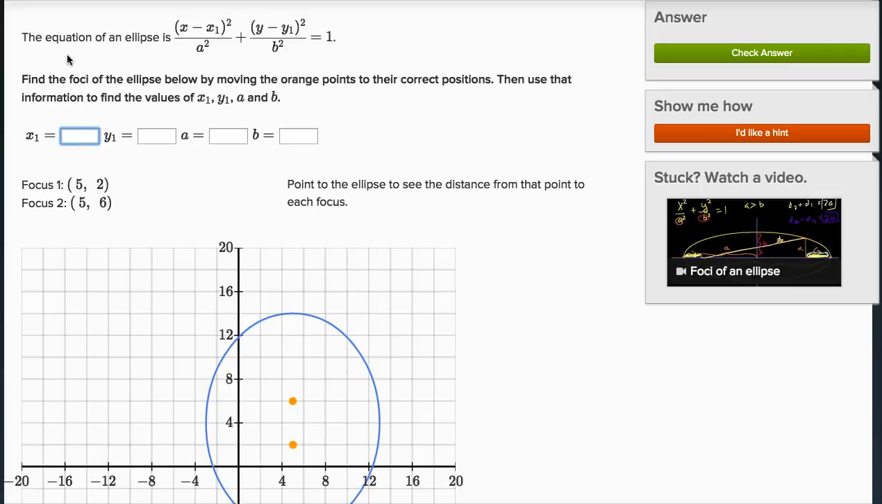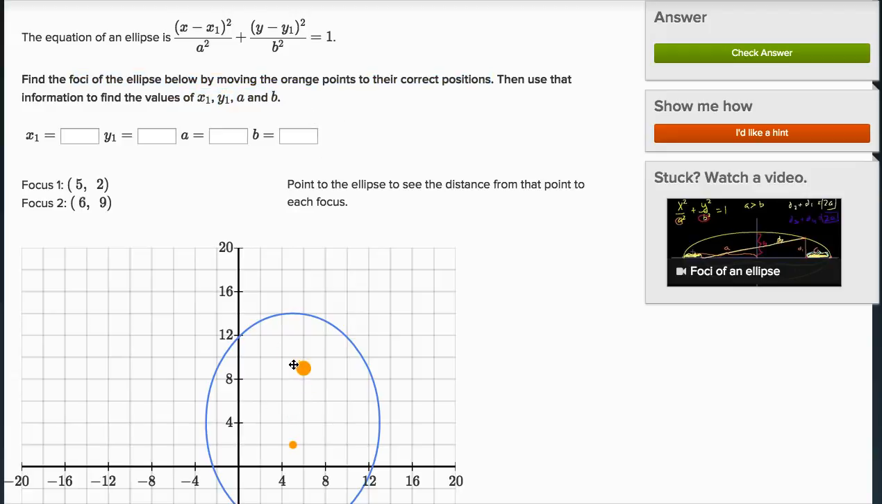So they tell us the equation of an ellipse is (x minus x1) squared over a squared plus (y minus y1) squared over b squared equals 1. And this is true. This is the equation of an ellipse. This would be an ellipse that is centered at x equals x1, y equals y1. The major radius would be a. The minor radius would be b. So then they say find the foci of the ellipse below by moving the orange points to their correct positions. Then use that information to find the values of x1, y1, a, and b.